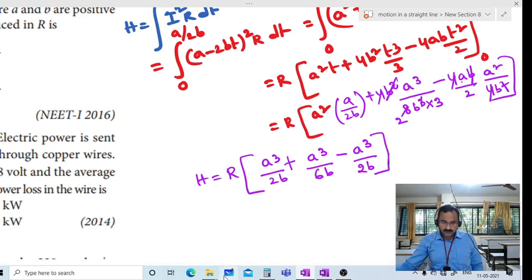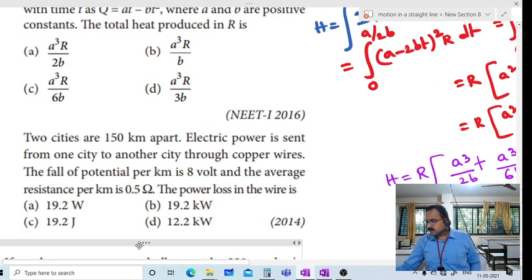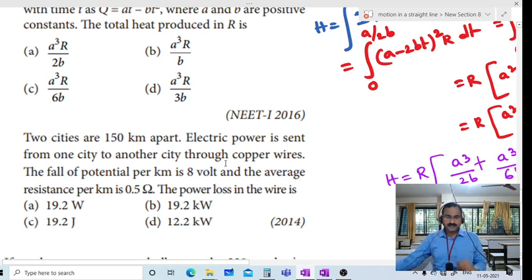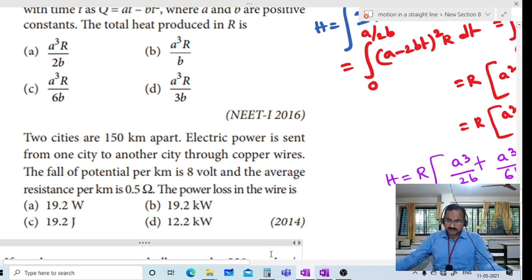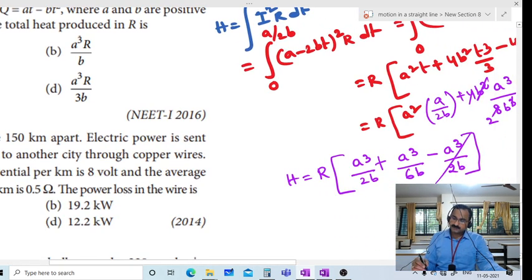So how much answer are we getting there? By solving that clearly, we can understand what answer we get. So the first term and last term will be cancelled. Therefore H is equal to R A cube divided by 6B. So A cube R divided by 6B.